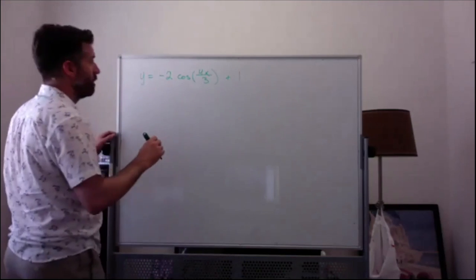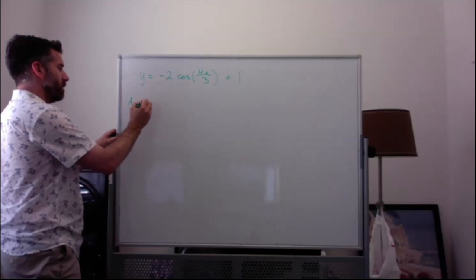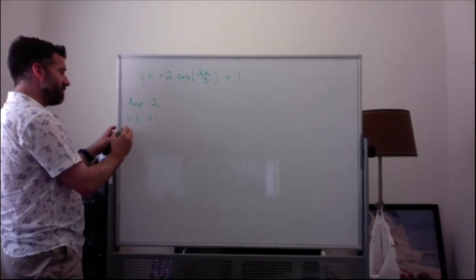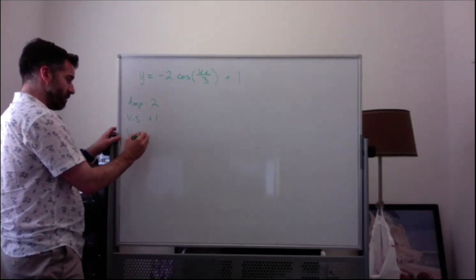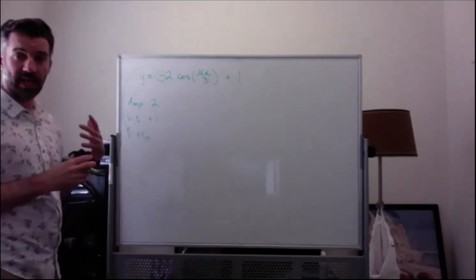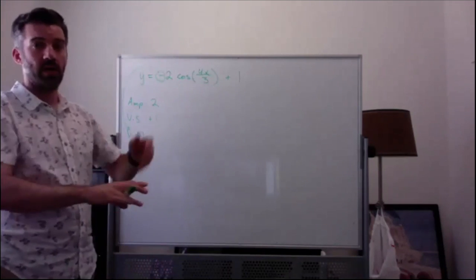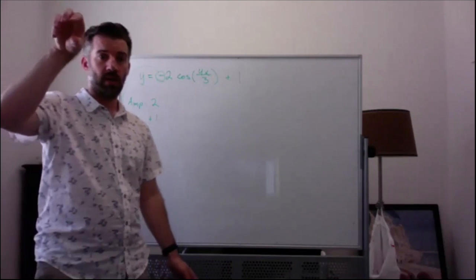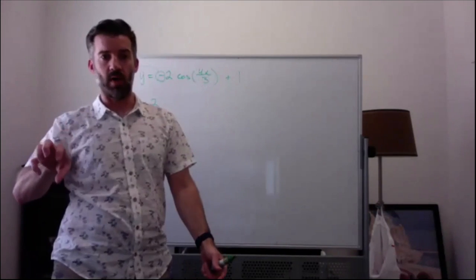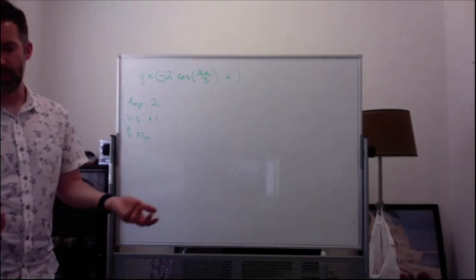Same stuff. We have an amplitude of 2, a vertical shift of +1, and we also have a vertical flip. That negative there is what corresponds. If you have a negative leading coefficient like that, multiplying your trig function, it's going to flip it over. Usually cosine would be high, middle, low, middle, high. We're going to flip that whole thing over and go low, middle, high, middle, low. And then we have the different period.